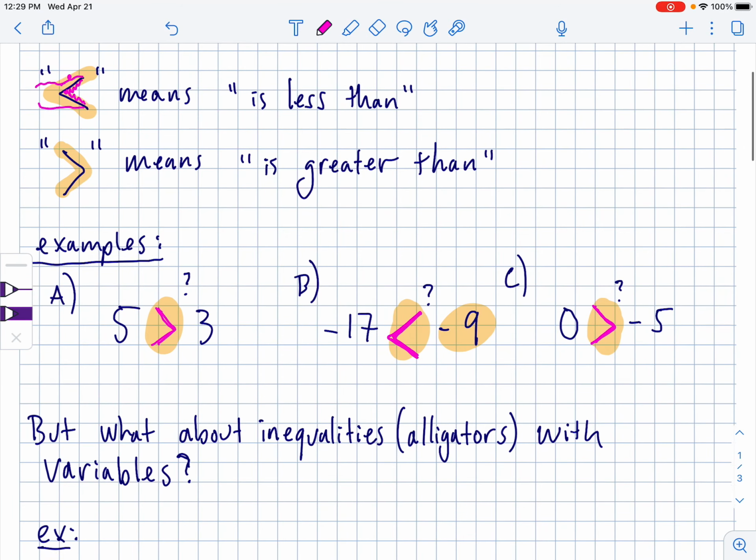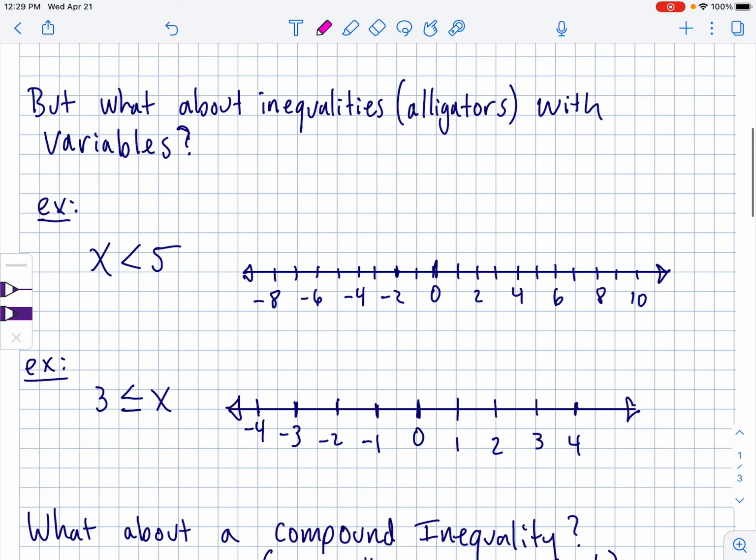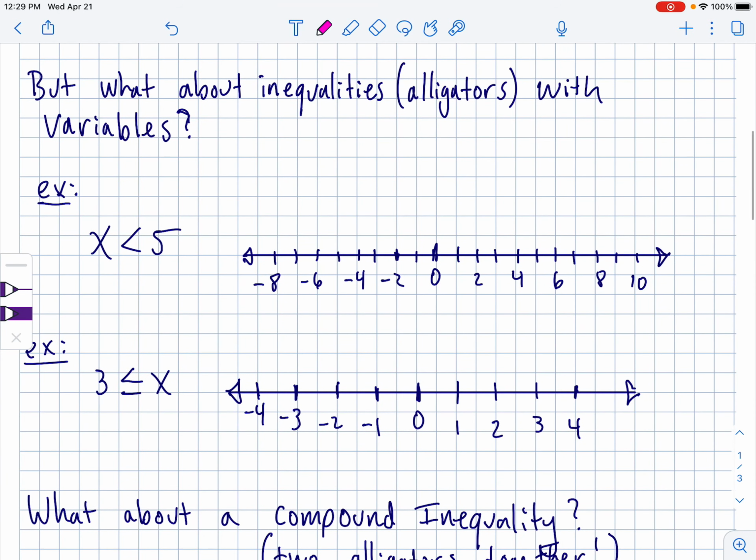The next section, I want to show you not just using inequalities, alligators, with just two numbers, but using them with variables. Like here, I have x is less than 5. We can translate that to a number line. So this number line here, I'm going to show you guys how to graph that.